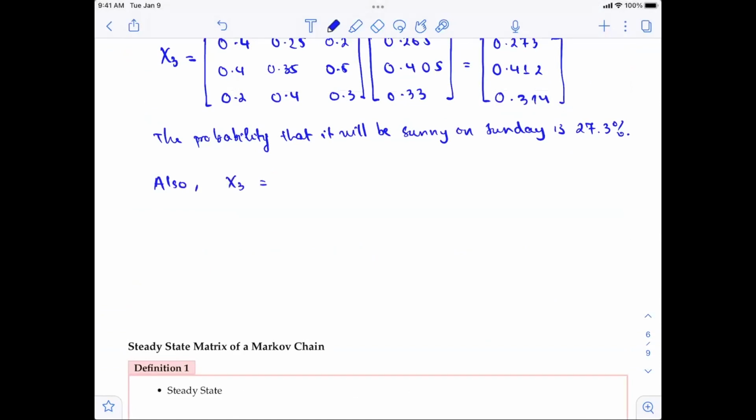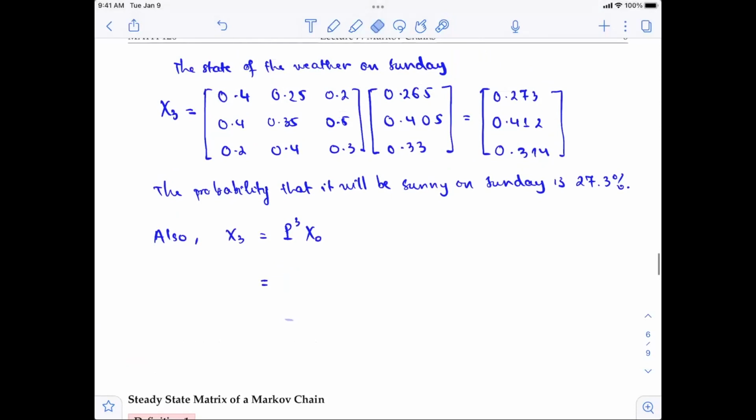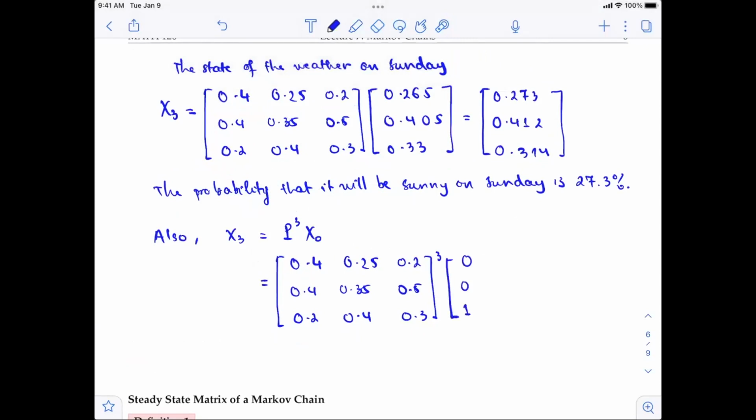Also, what you can do is calculate X3 as P cubed times X sub 0. Let me just copy the matrix. So you want to raise this matrix to the third power and then multiply with the initial value. And then you will get the same value, X3, as we obtained here. Okay, so I'm not going to work out the details of this because it's more troublesome to do the multiplication of 3 different matrices at this stage.